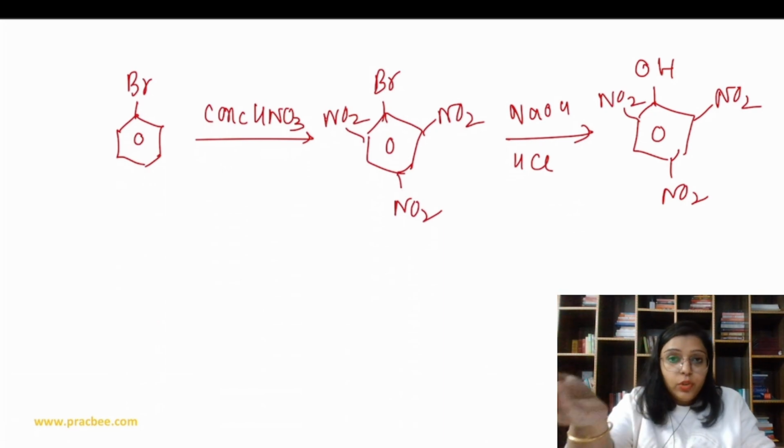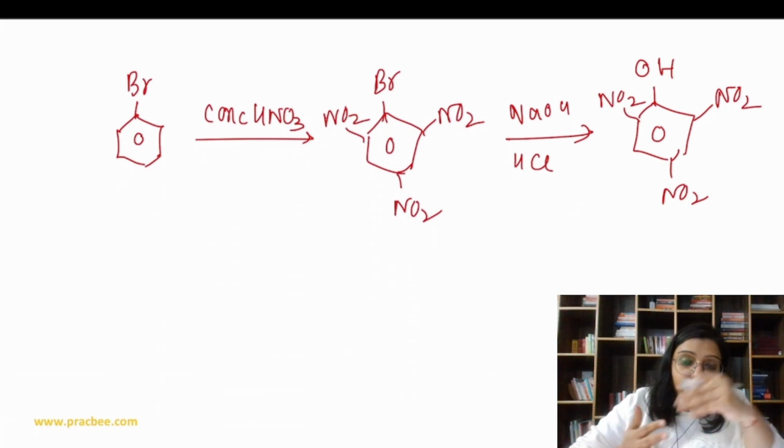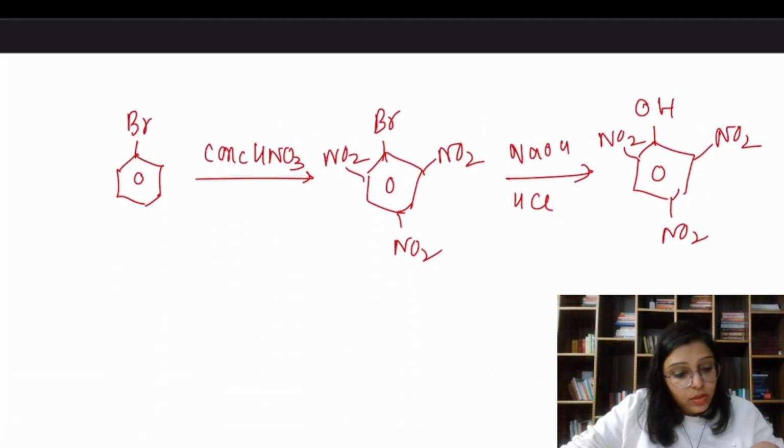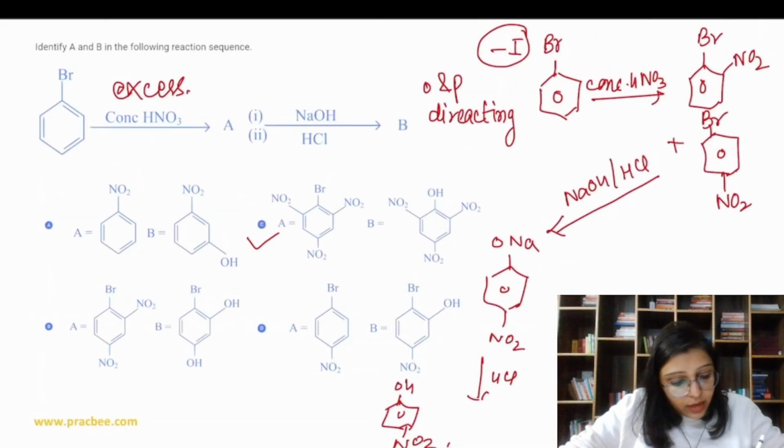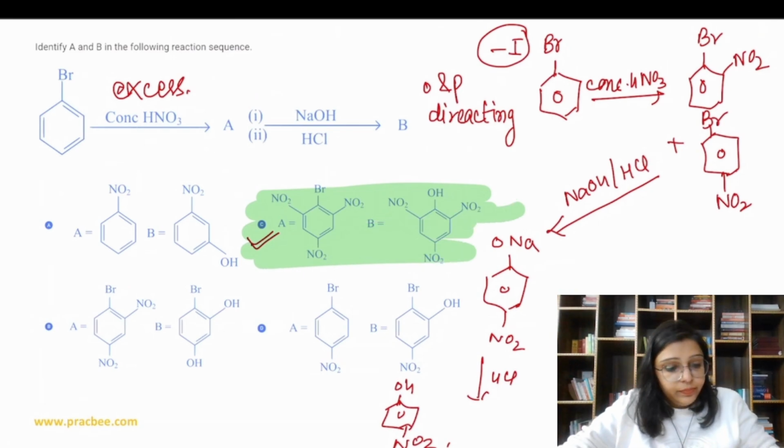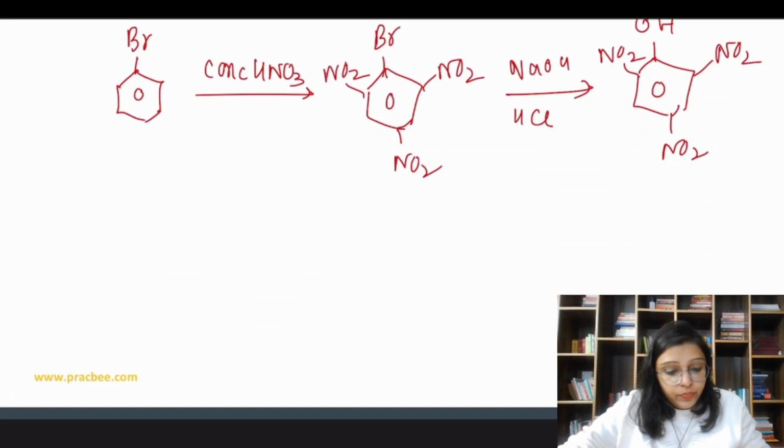That's it. So we have to assume this thing: if concentrated HNO3 is in excess. Otherwise, we cannot have the product. We cannot have the answer. So on the basis of that, what do we have? Option C is going to be the correct answer. Clear? Okay. Now moving on to the next question.